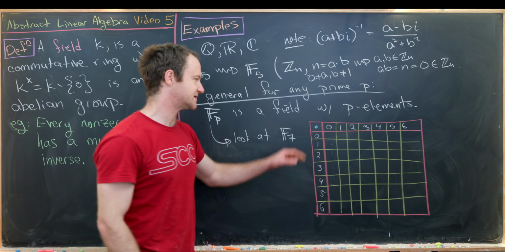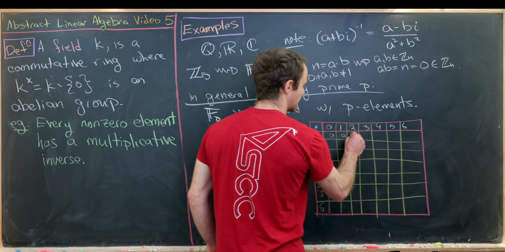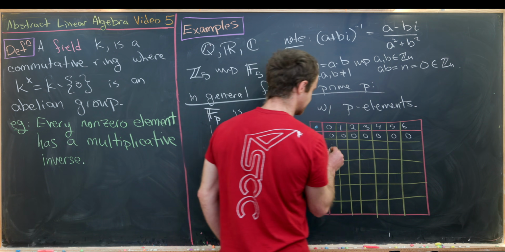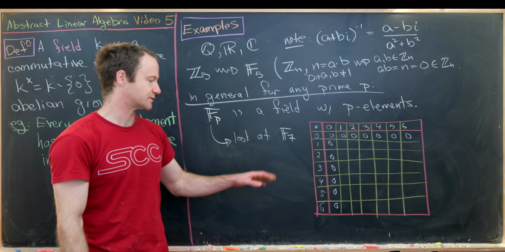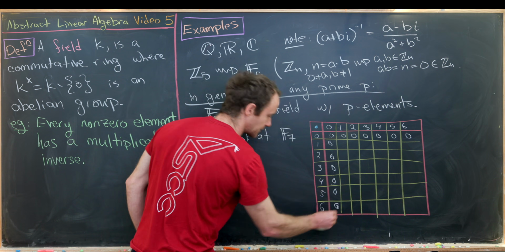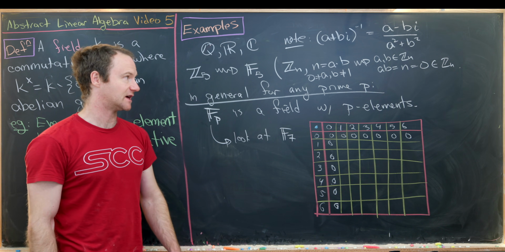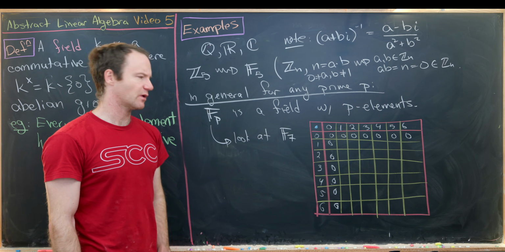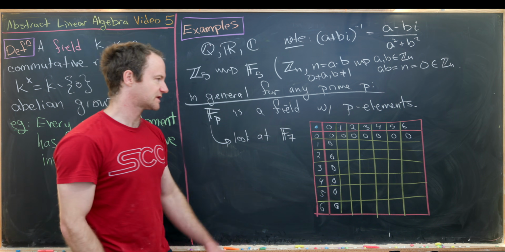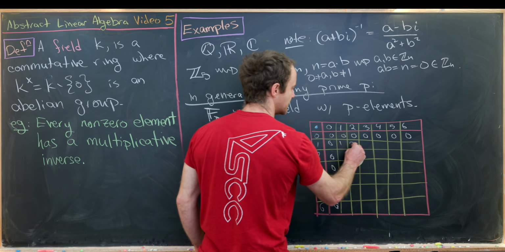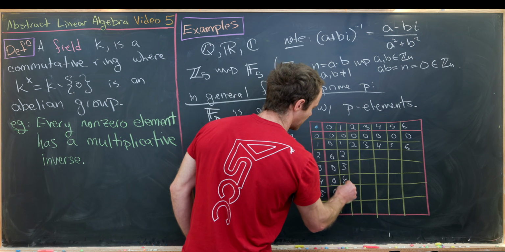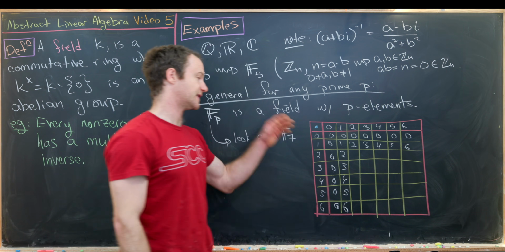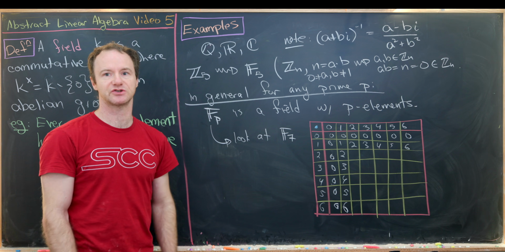So what's happening in the 0 row and column is super boring. We just get 0 in all of those cases. In fact, we don't really need to look at the 0 row and column, because what we really need to ensure is that everything that is non-zero has an inverse. That's what would make F7 a field. So let's look at the identity. So we've got 1, 2, 3, 4, 5, 6. 2, 3, 4, 5, 6. So that's the completion of multiplication by 1.